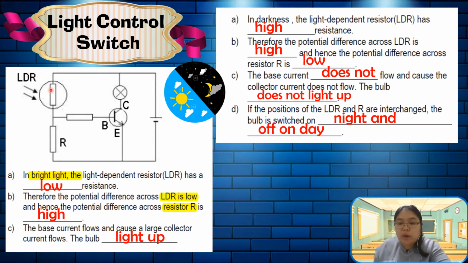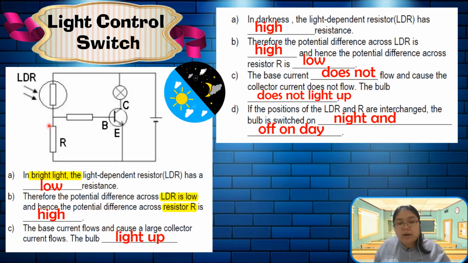So the rest, 5.5 volt, where do they go? They must go to this one resistor. So from here they say, therefore the potential difference across the LDR is low. And the rest of the potential difference will be across the resistor R, so it becomes high. High potential difference means there is current.